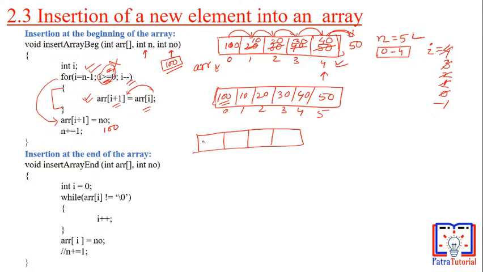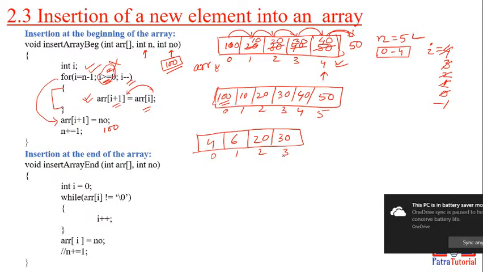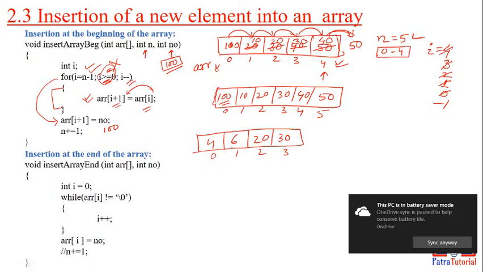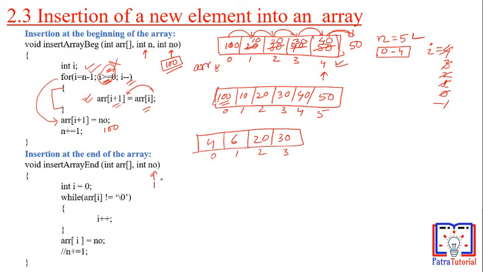Okay, so suppose there are 4 elements, 4, 6, 20 and 30. Okay, so these are the elements present in the array and the index starts from 0 to 3 because the size of the array is 4. Okay, and I am asking you to insert the new element, that is the number 100, at the end of the array, that means here.